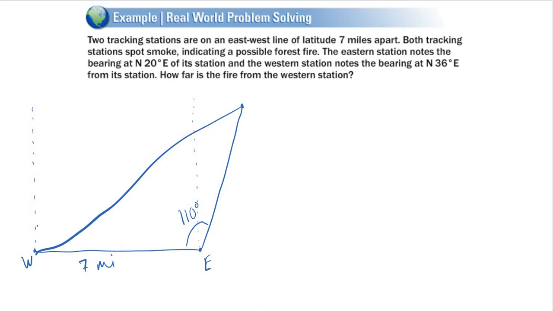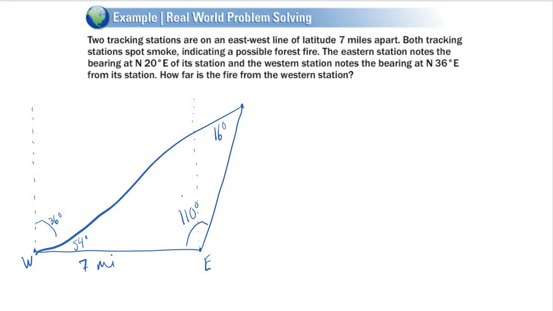So this angle was 36, right? Which makes this what? This whole thing's 90. So what's 90 minus 36? Well, this is a 54 degree angle. All three angles in a triangle add up to 180. So let's get this angle. So 180 minus 110, that's 70, minus 54. So this guy up here is 16 degrees.